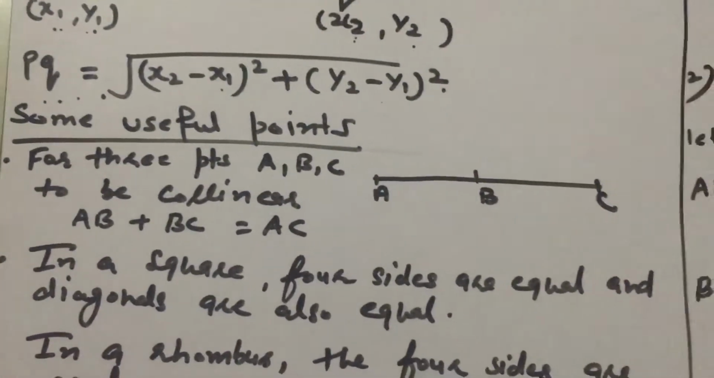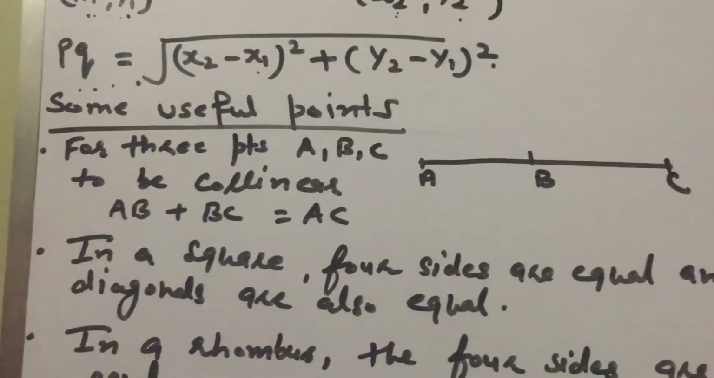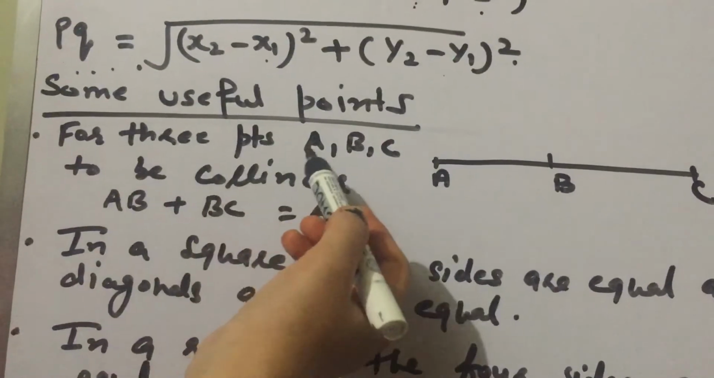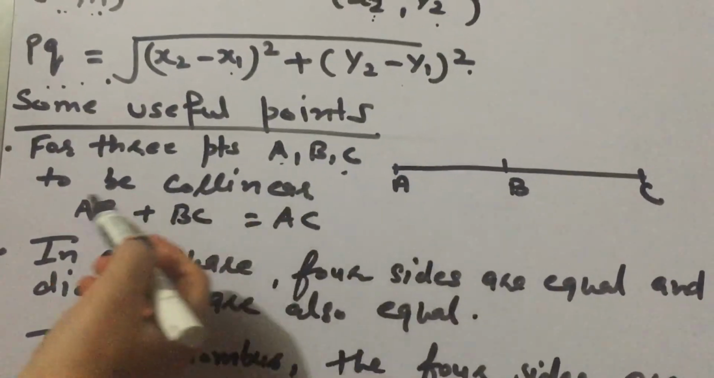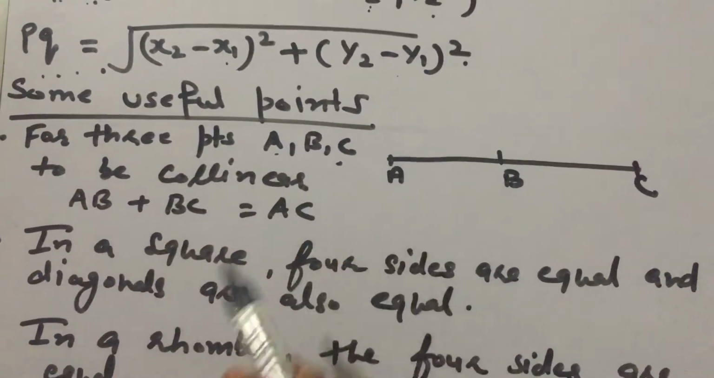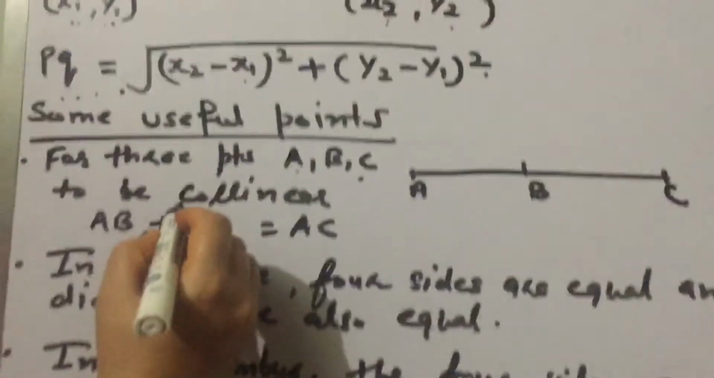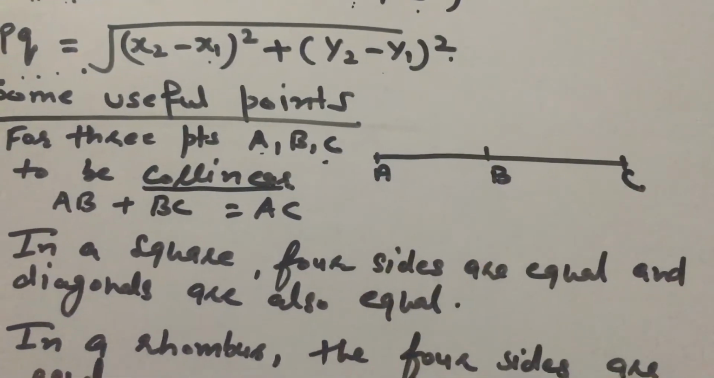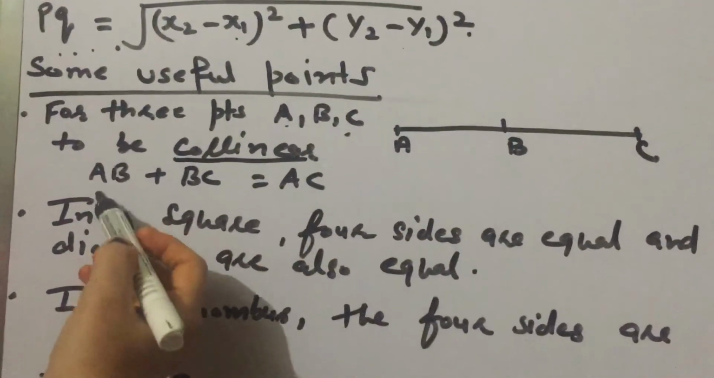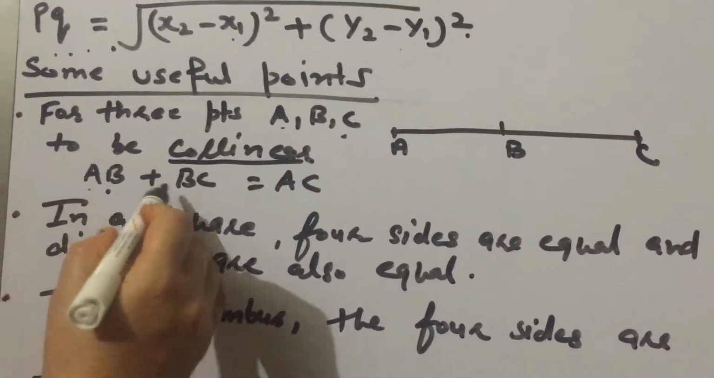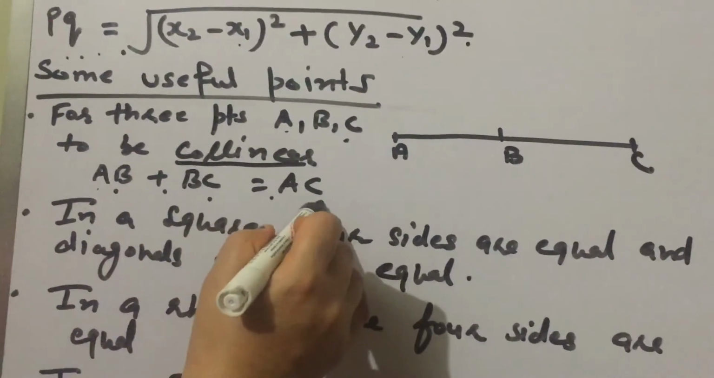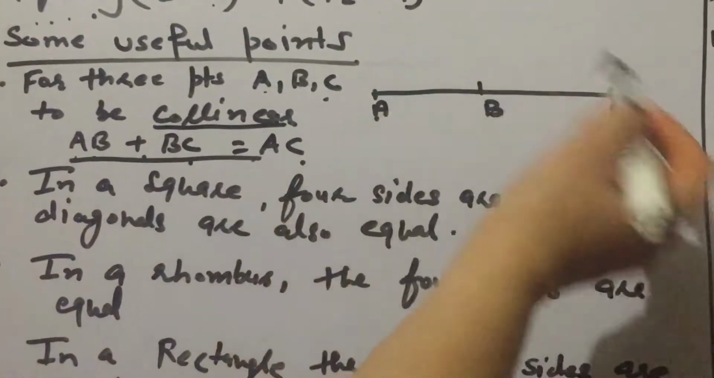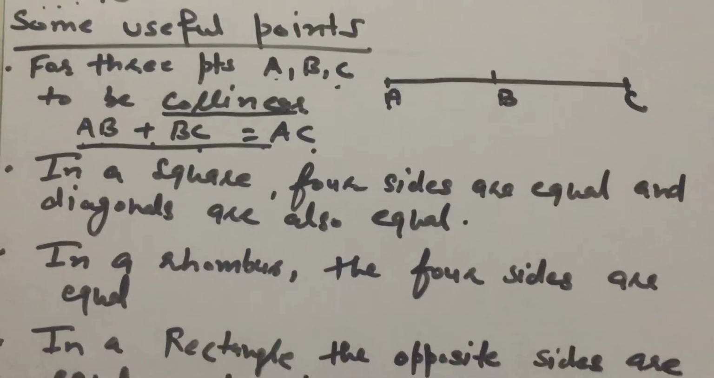Now there are some useful points that we have to remember. First, if 3 points A, B, C are given with coordinates, and we have to prove that they are collinear. Collinear means points on the same line. So we have to prove that the distance AB plus BC equals AC. Then these points are collinear.